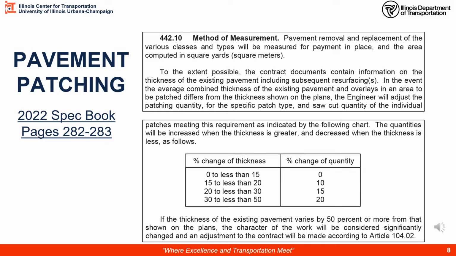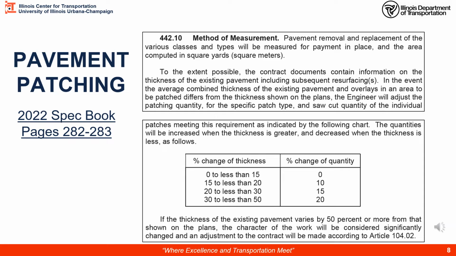Here, continuing on in pavement patching, on page 282 and 283 of the 2022 Spec Book, we have Article 442.10, which is the method of measurement for pavement patching. We talked before about adjusting the quantity of pavement to the contractor based on whether the existing pavement is thicker than plan or thinner than plan.